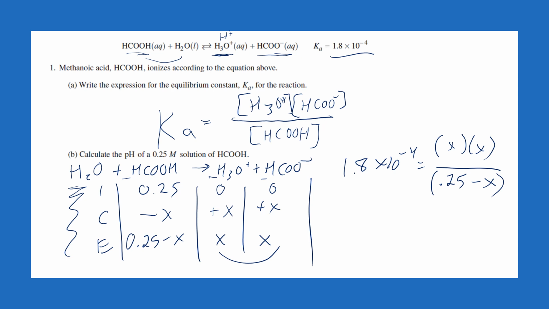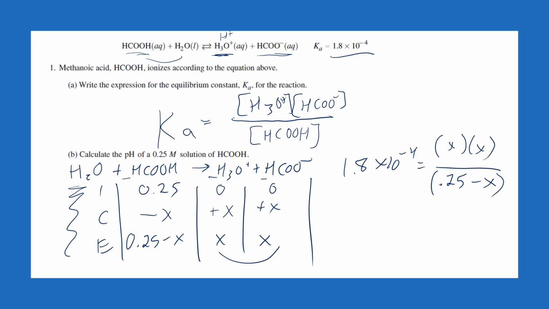Now, if you want to, you could go ahead and jump directly to this part. If you remember the pattern, whenever you have a weak acid or a weak base, it will always be x squared over 0.25, or whatever the concentration is, minus x. But if you're not sure that you're going to remember that, then just draw the ICE chart. It doesn't take that much time. And then from there, you just need to simplify and solve for x.